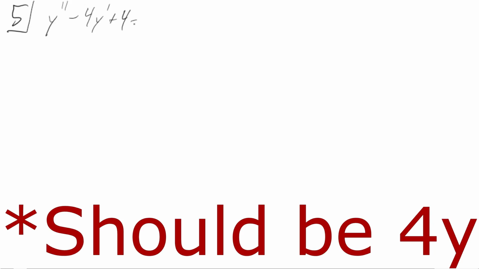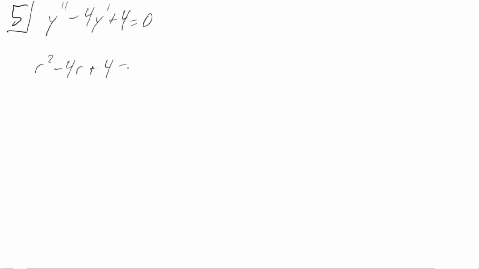For this fifth example, let's look at y double prime minus 4y prime plus 4y equals 0. Again, that last term should be 4y. So the characteristic polynomial is r squared minus 4r plus 4, which you probably factor by inspection. It's r minus 2 times itself. So our solution will look like y equals c1 e to the 2t. So we know that that's one of the solutions.